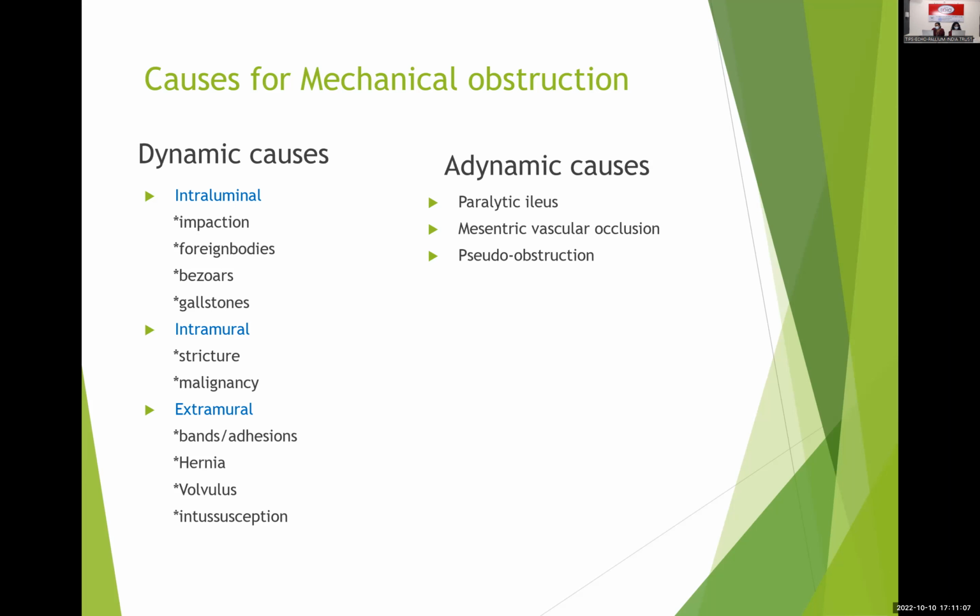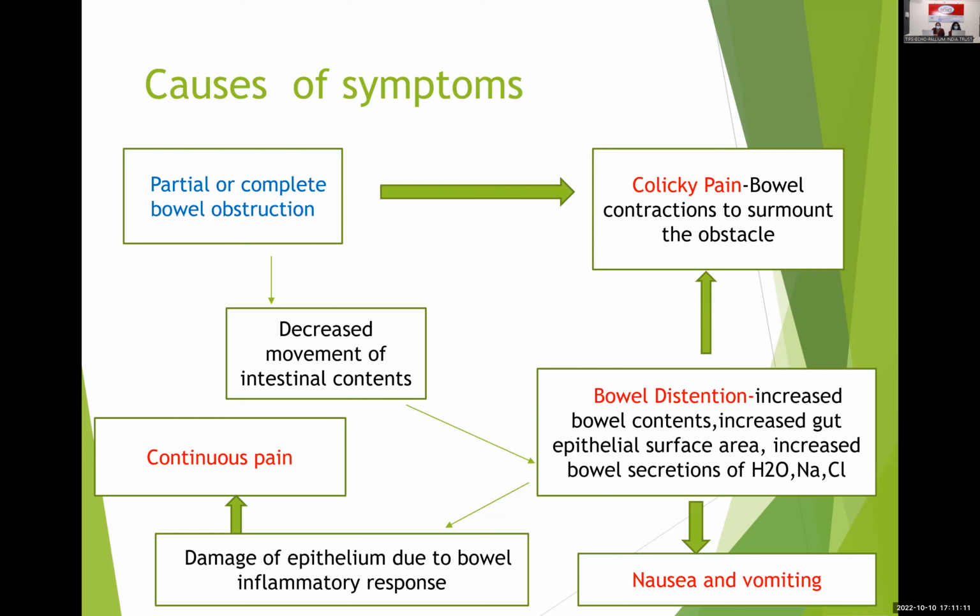Now, what is the cause for this obstruction? That is what here we are going to learn. Okay, as said earlier, there can be bowel distension. It is occurring because there is increased bowel contents, increased gut epithelial surface area and increased bowel secretions. That is why this abdominal distension is occurring. This distension directly produces colicky pain. The bowel contraction occurs, and that is why it is leading to this much pain.